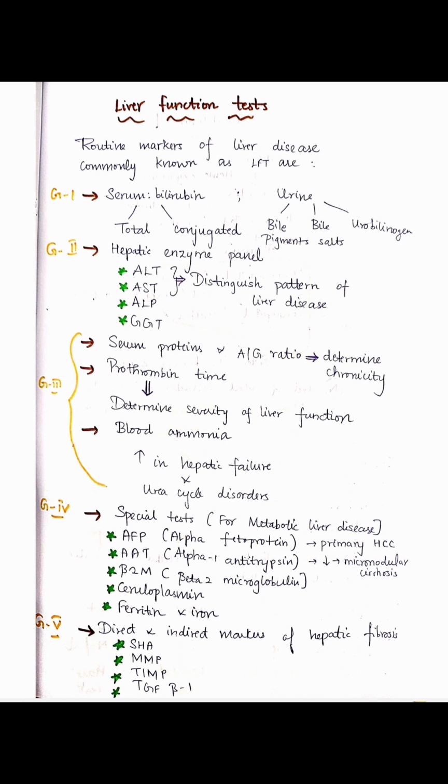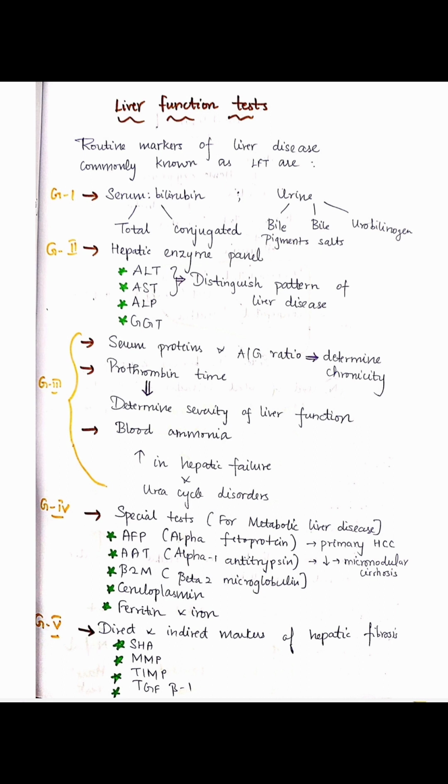Then in group 4, there are some special tests for finding metabolic liver disease, which include alpha fetoprotein. If the alpha fetoprotein is increased, it is an indication of primary hepatocellular carcinoma. The second one is alpha 1 antitrypsin. If the alpha 1 antitrypsin is low, it indicates micronodular cirrhosis. The others are beta 2 microglobulin, ceruloplasmin, ferritin and iron.